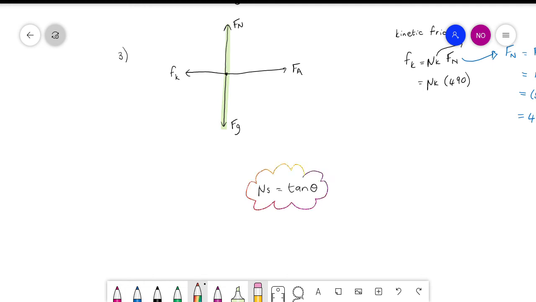Okay, so ons kan die statiese wrywingskoëffisiënt kry. In hierdie geval is theta die hoek van die skynsvlak met die horisontaal wanneer die voorwerp op die punt is om te gly. So we're working with something that is on an incline. And if they're telling you it's at the moment where it's going to start sliding, then you can use this. Okay? Net in daai geval.